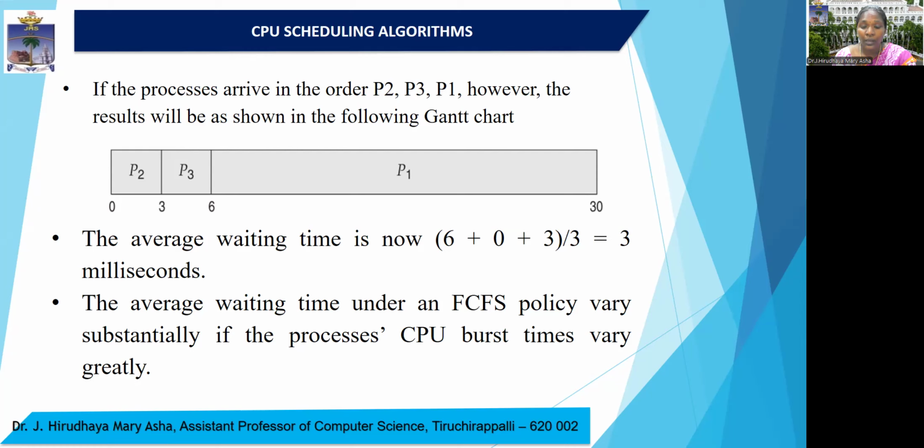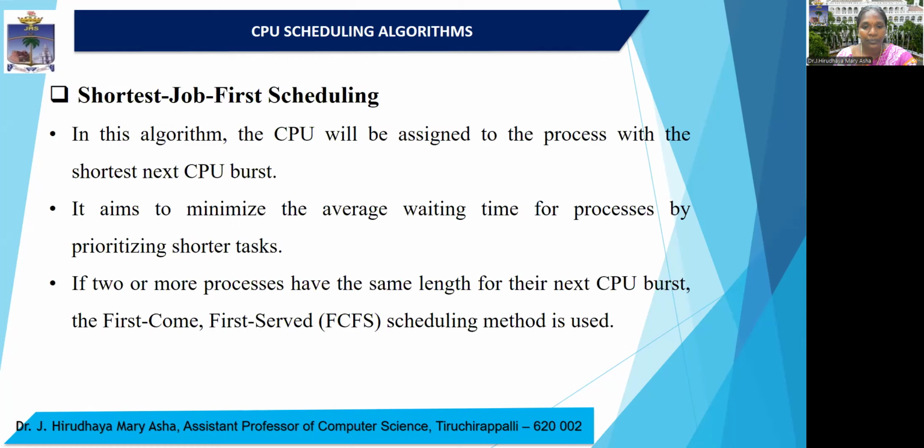Based on the previous example and this example, the average waiting time is quite different. So what we understood is that, depending upon the order in which the processes arrive, the waiting time will be different. That means the CPU burst time will vary.